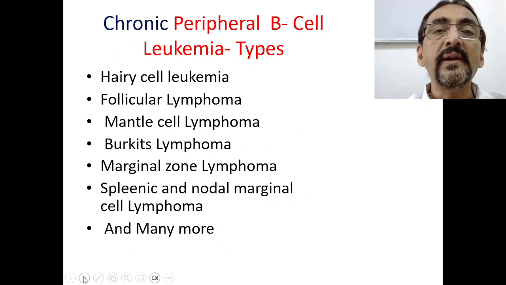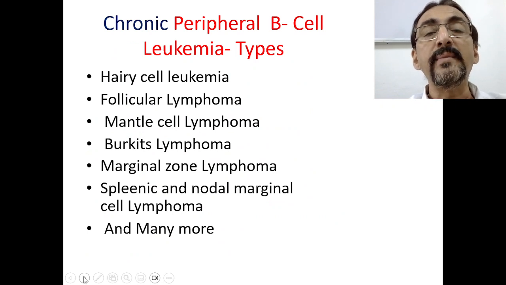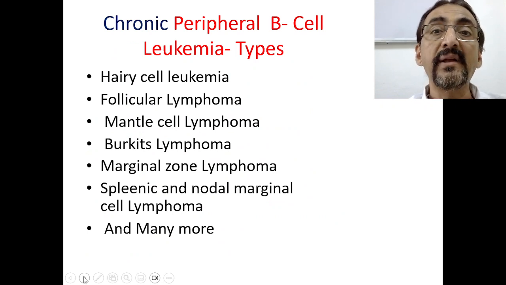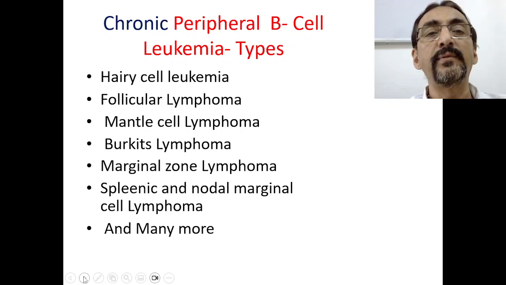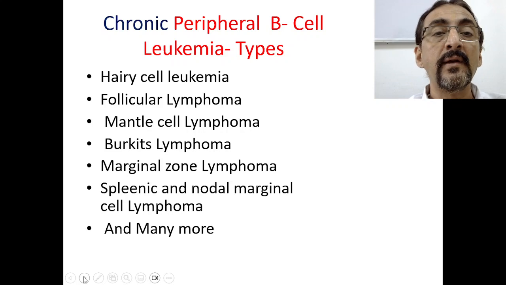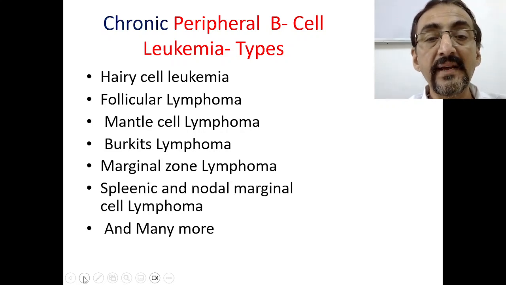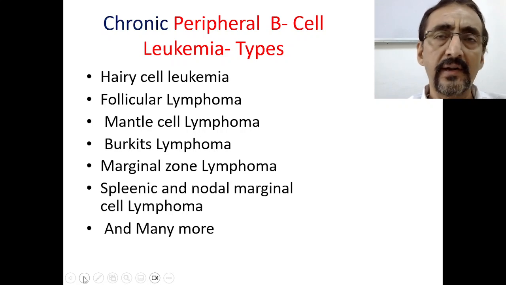Now, there are many types of chronic peripheral B cell leukemias. We have different types: hairy cell leukemias, follicular lymphoma, mantle cell lymphoma, Burkitt's lymphoma, marginal zone lymphomas, splenic and nodal marginal cell lymphomas, and many more. There are different types of lymphomas.